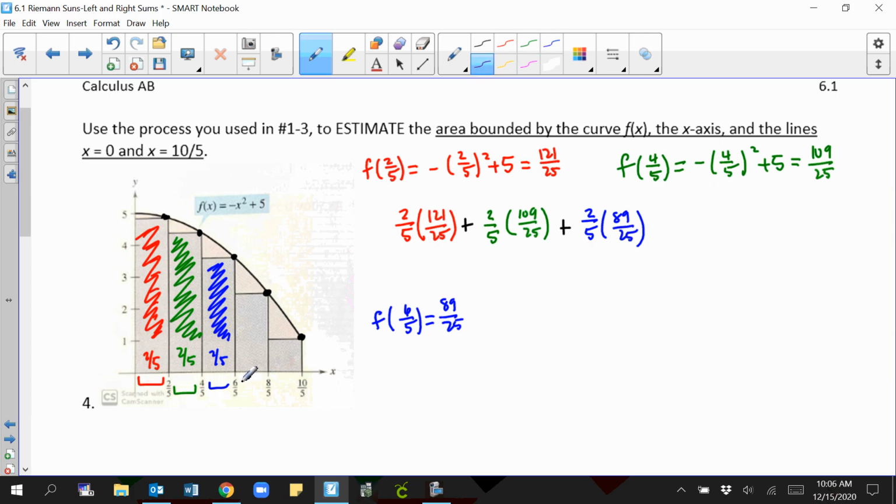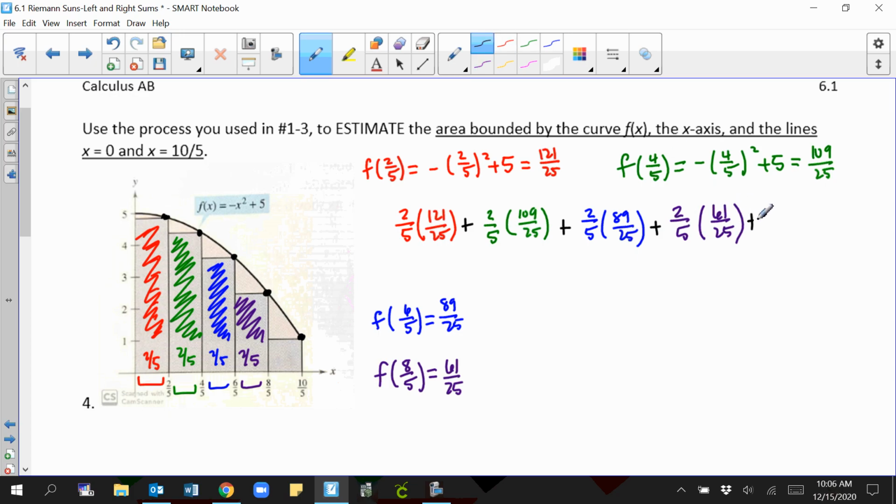Now let's look at our next rectangle. We're going from 6/5 to 8/5, which once again is 2/5. Then I need to find my height. The endpoint that I'm using is 8/5, so I need to find f of 8/5. If I plug 8 over 5 into my f of x equation, I'm going to end up with 61 over 25. So my next rectangle that I'm going to add to this sum approximating the area is going to be 2/5 times 61 over 25.